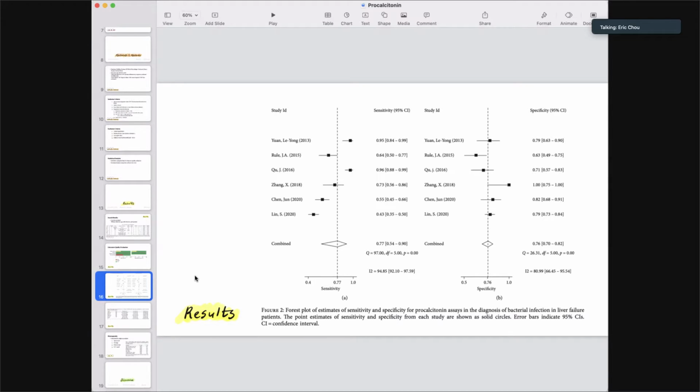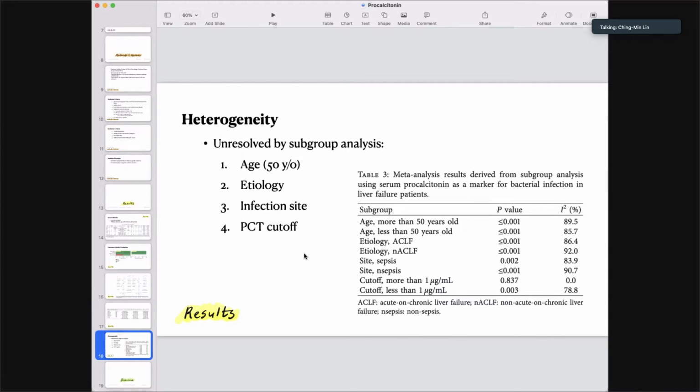You can see from like 40-something% to 90%. Yeah. So is it because of the definition of liver failure, or the definition for bacterial infections, or what's the problem from there? Yes, as for the heterogeneity, the author only finds out that it's not due to different etiologies, which they address on acute on chronic and non-acute on chronic liver failures.